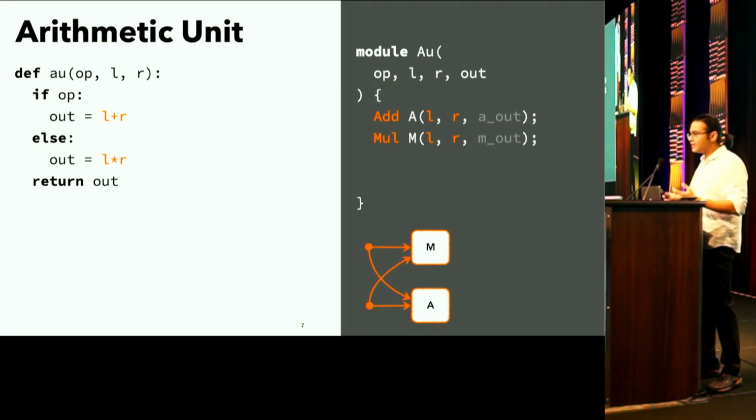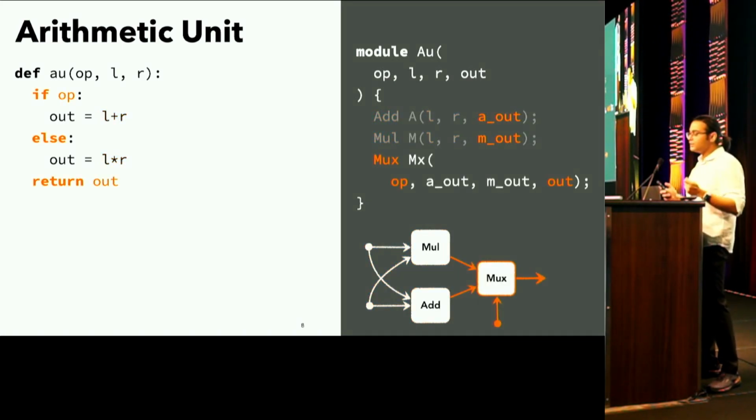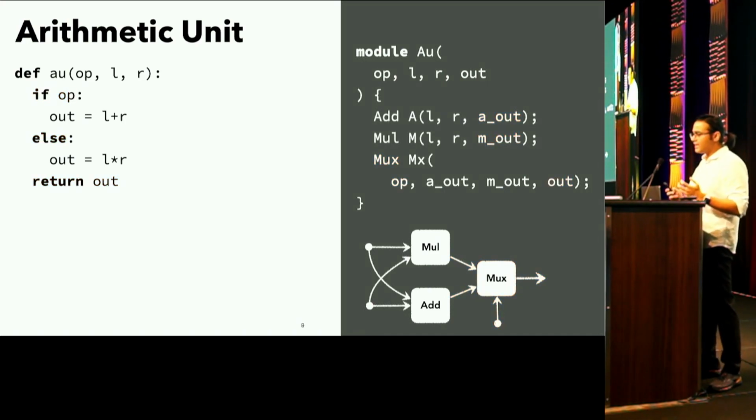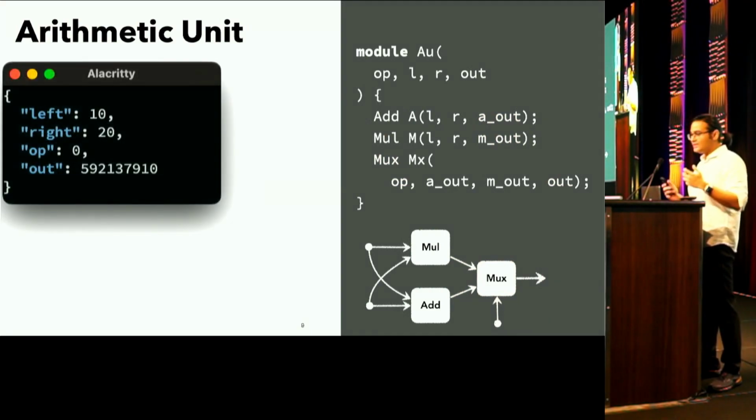And because we're working in hardware, these signals always have values on them. So we're always going to be computing the multiply and the add. And then we'll use something like a multiplexer, which is a structural instantiation of the control flow of our hardware design, to select between the output of the adder or the multiplier using the op input. So if you take this design and you try to run it, you'll see something like this. We're trying to do a multiplication between 10 and 20. And last I checked, that's not that number.